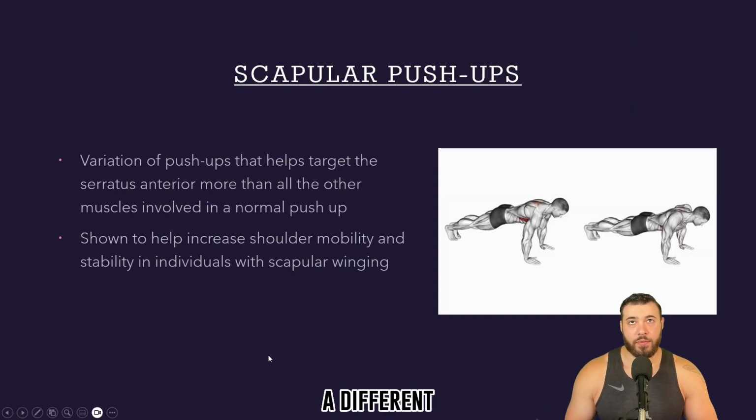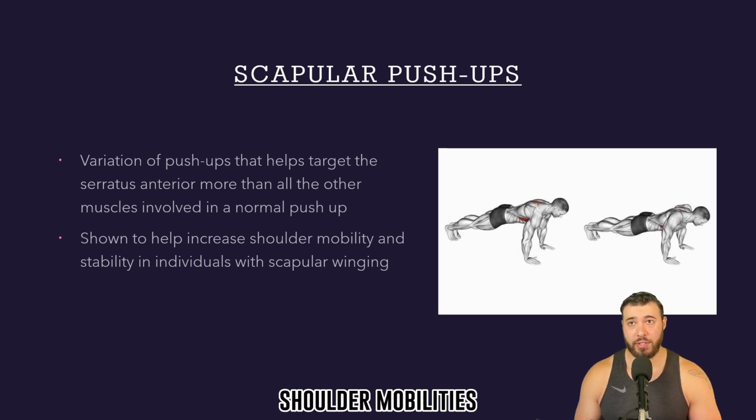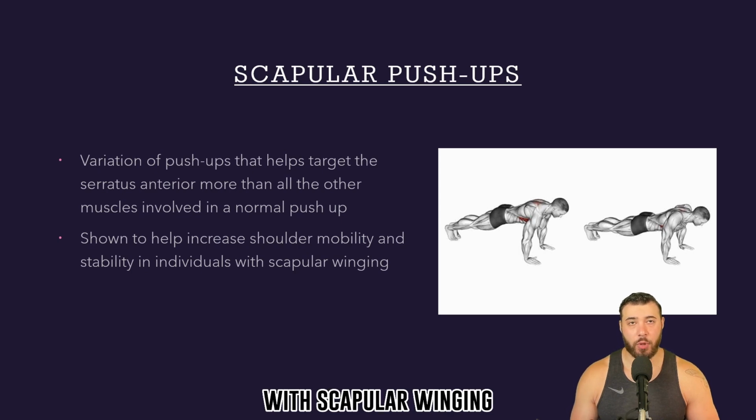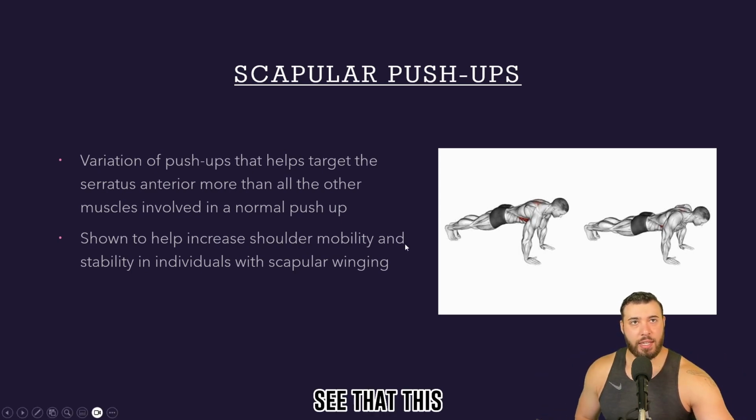Now we have a different variation called scapular push-ups. This variation of push-ups helps target the serratus anterior more than the other muscles involved in a normal push-up, and it's shown to help increase shoulder mobility and stability in individuals with scapular winging. You just get into a push-up position, and you can see this individual arching their back, pushing forward and coming down, pushing forward and coming down. So you can see up, down, and that's just forcing the scap, or the serratus anterior, to activate in that location.